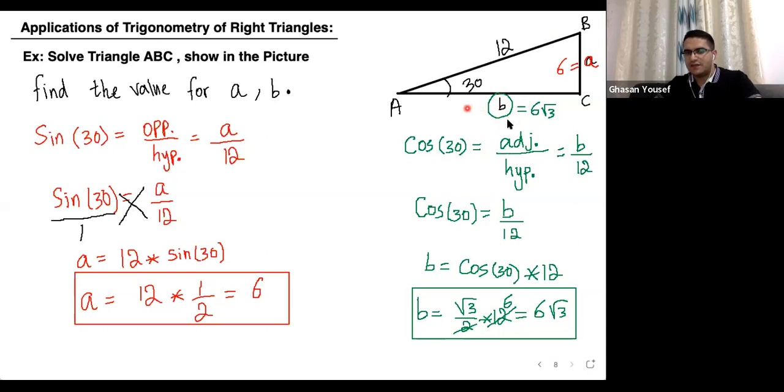That's why, for the second part, to find the value of b, I use the cosine. Cosine helped me to find the value for b because the cosine equals the adjacent of the angle over the hypotenuse. Adjacent is b, the hypotenuse is 12. And then I did the cross multiply and I found the value of b. Is it clear? Okay.